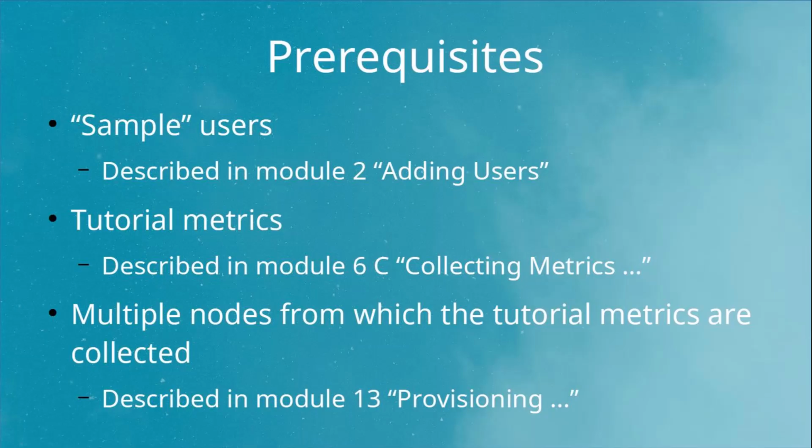This module requires at least one non-administrative user. Module 2, Adding Users, discusses how to add non-administrative users. The resource type named Tutorial is covered in Module 6, Collecting Metrics using SNMP. The nodes against which the KSC will be applied were created in Module 13, Provisioning.